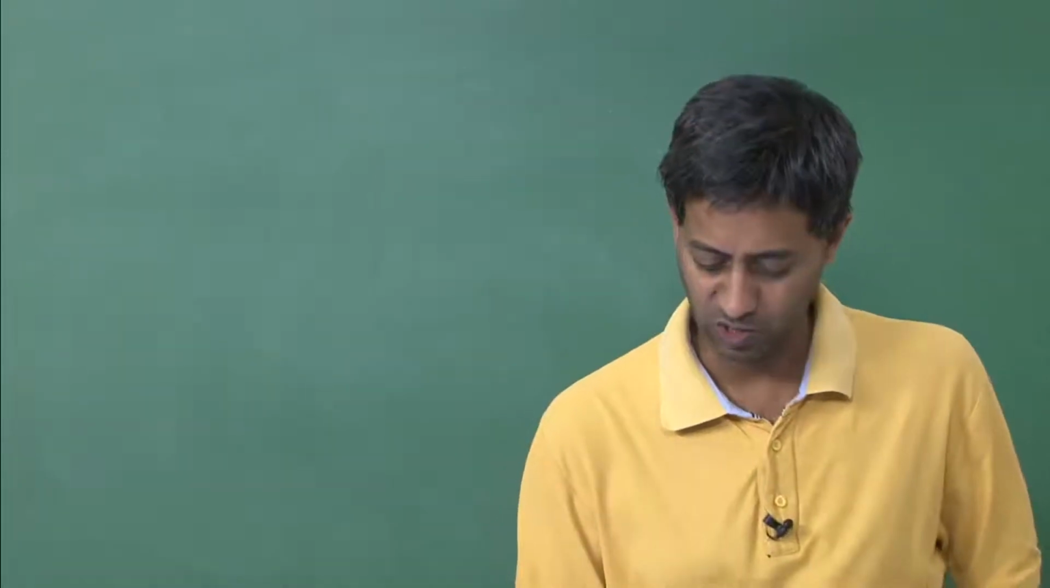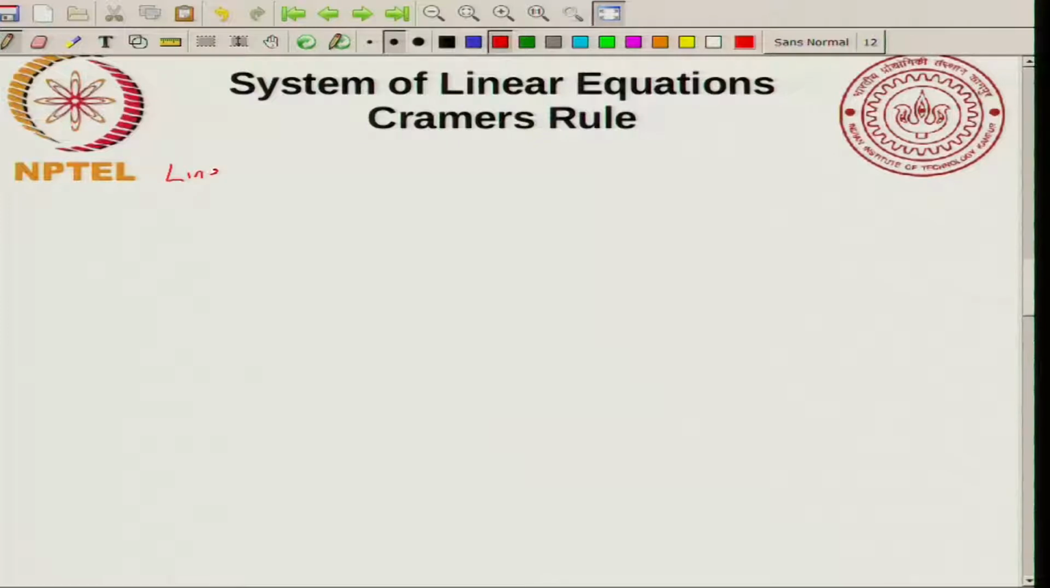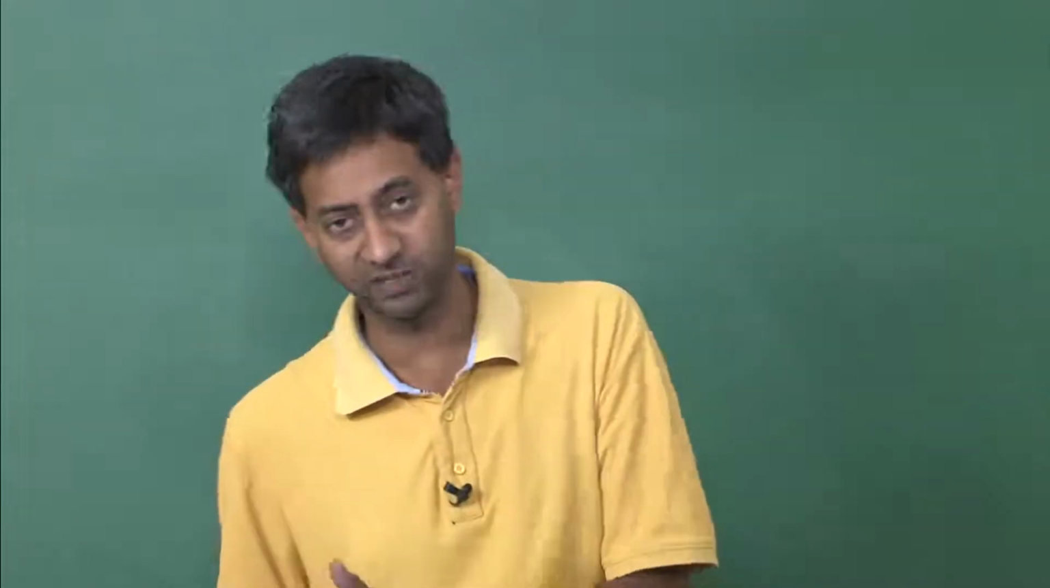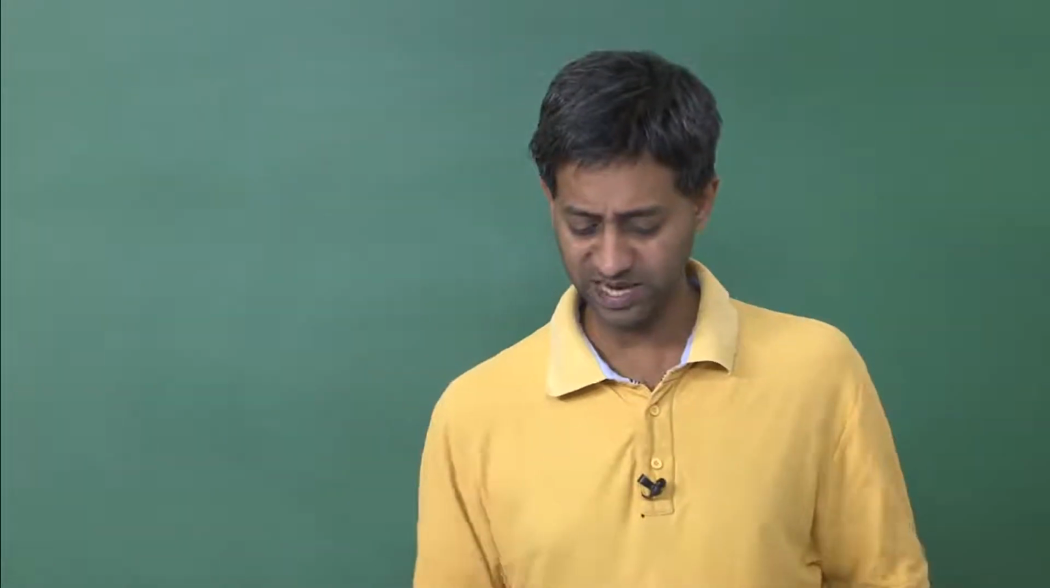Okay. So, we said linearly independent and consistent. So, we said that only if the equations are linearly independent and consistent can we apply Cramer's rule. So, what would be an example of a case where the equations are not linearly independent, and what would be an example of a case where the equations are not consistent? Okay. So, let us take a simple example.